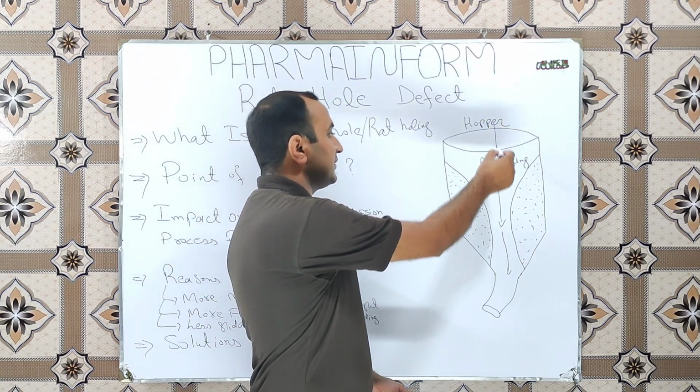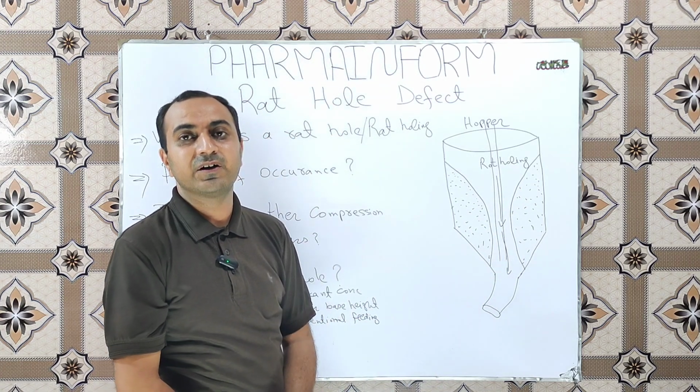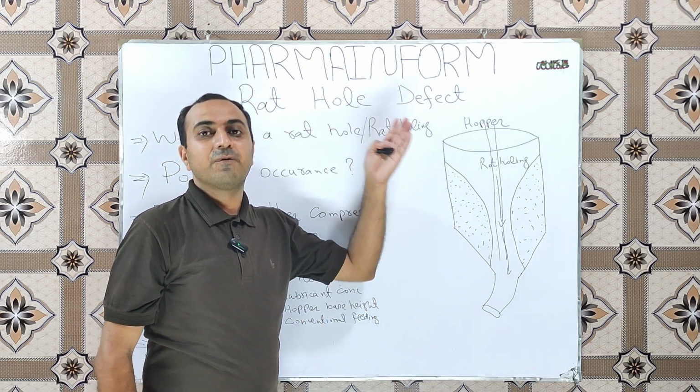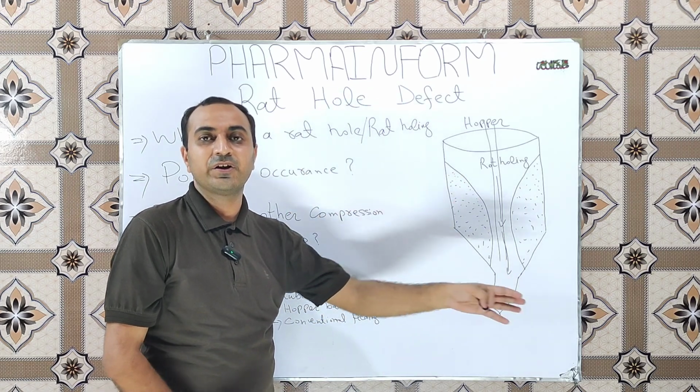Meaning a rod is installed inside the hopper and it rotates inside the hopper and prevents the formation of rat holing. It was all about the rat holing defect.